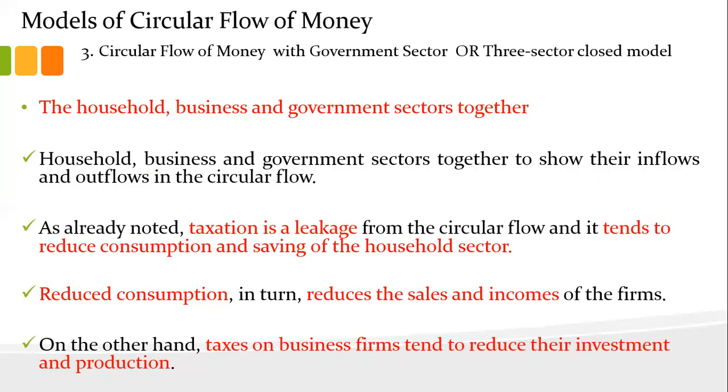And because of this reduction in consumption, what will happen? The people will not be able to buy more things. So as a result, it will reduce the sales and income of the producers or the firms. On the other hand, the taxes on business firms tend to reduce their investment and production. So business firms will do lesser investment and production will be lesser. If production is lesser, it means they will not be able to give employment to too many people. Then again, the in-hand money will be reduced.